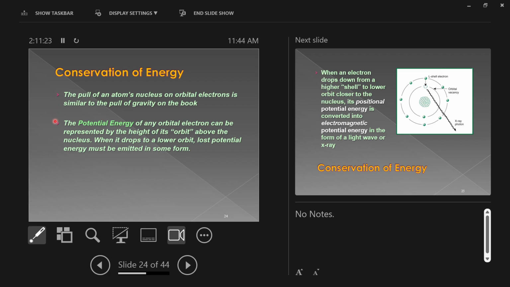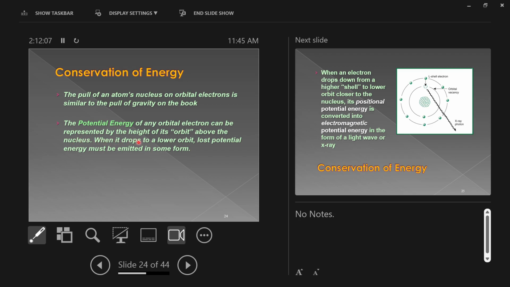The potential energy of an orbiting electron can be represented by the height of its orbit above the nucleus. That means when an electron goes from a high orbit to a lower orbit, it's going to lose potential energy. But what did we say about the law of conservation of energy? Energy's not lost, right? So if I go from a high potential energy position in an atom to a low potential energy position, I've lost potential energy. But I didn't lose it, right? The energy will have to convert into another form.